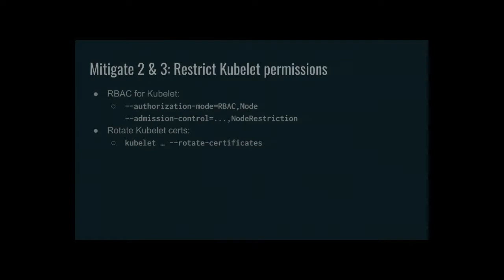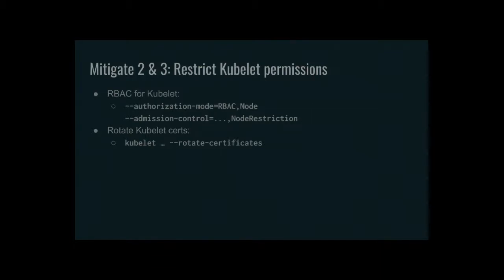So one thing is to enable the RBAC mode for the kubelet, and then set node restrictions. That means that each kubelet only has access to things like secrets for pods that are running on that node, and so it won't have access to secrets that are available on other nodes or for pods that are not running on that node.